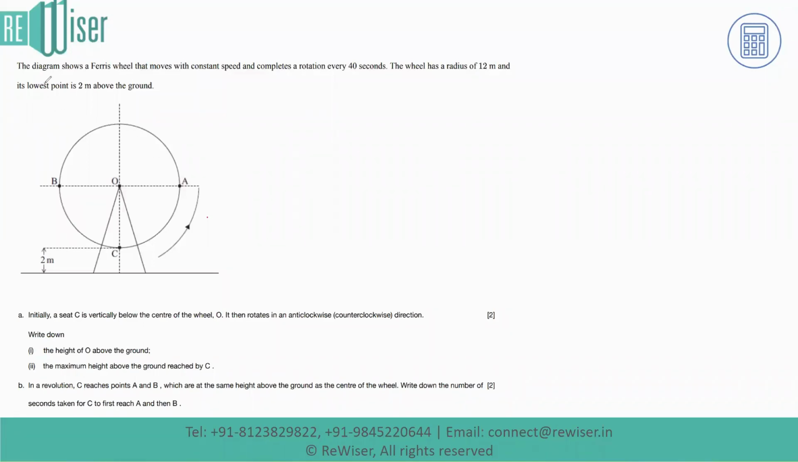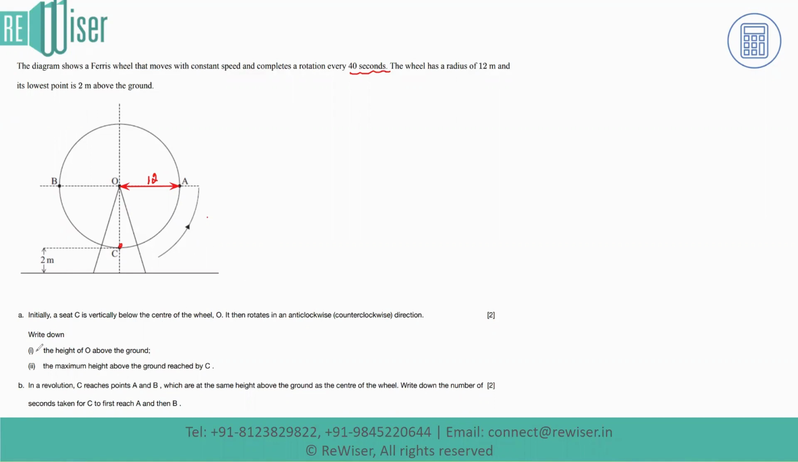In this question, we are talking about a diagram that shows a Ferris wheel that moves with a constant speed and completes every rotation in 40 seconds. So one revolution or one rotation is going to take 40 seconds. The wheel has a radius of 12 meters, so this radius is 12 meters. And the lowest point is 2 meters above the ground, so this height is going to be 2 meters.